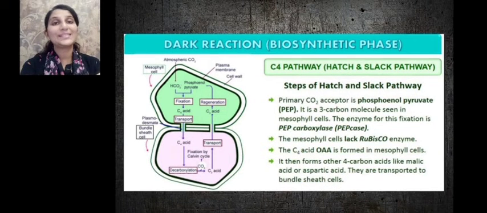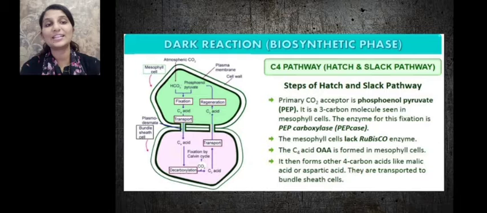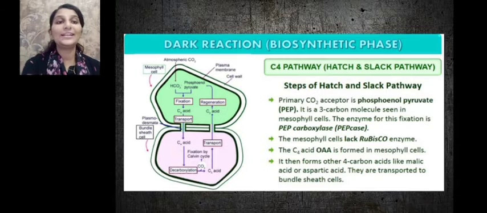Once the oxaloacetic acid is formed in the mesophyll cells, it is converted into another C4 acid, which is called malic acid, or it is transformed into aspartic acid. And this malic acid or aspartic acid is then transported into the bundle sheath cells. We can see here it is transported into the bundle sheath cell.